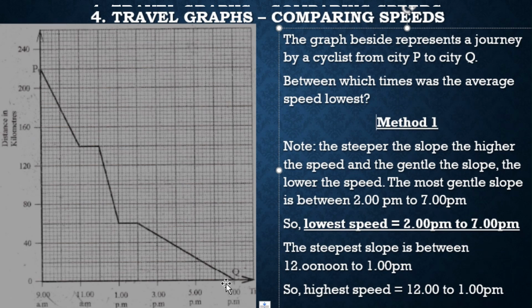If they were asking the opposite, where he was traveling at the highest speed, of course we would pick the center one. You can see the center one is the most steep, because you can see it has traveled a long distance within a very short time. That's why this graph is very steep. But in this question we are looking at the lowest speed, so we look at the most gentle slope, and the gentle slope here is between 2 p.m. and 7 p.m. Method 2, I'm just about to explain it shortly.